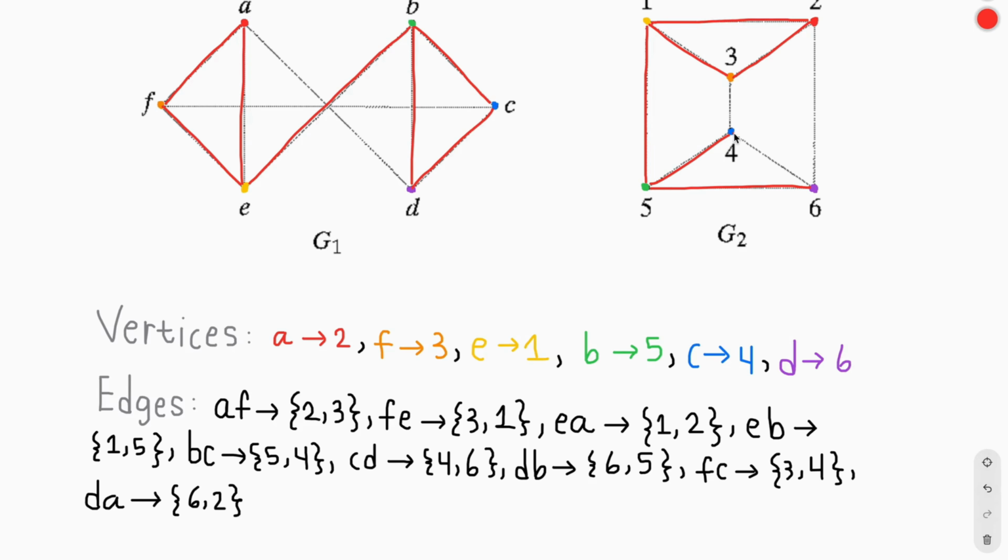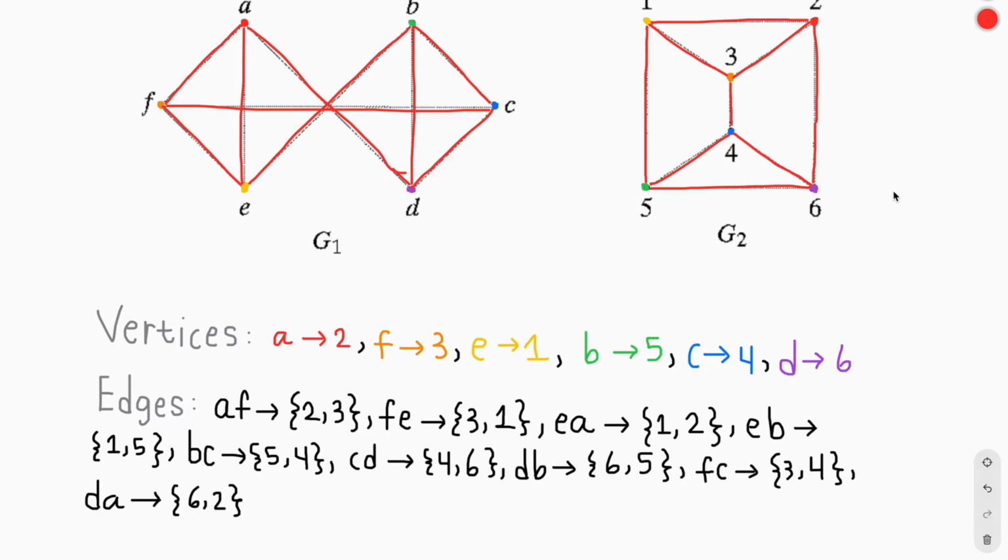Then we have this big edge here, AD. AD corresponds to 2, 6. And our last edge is this one here, FC, which corresponds to 3, 4. Okay, and now we see that we also have a valid mapping of edges. So based on that, we know that these two graphs are isomorphic.